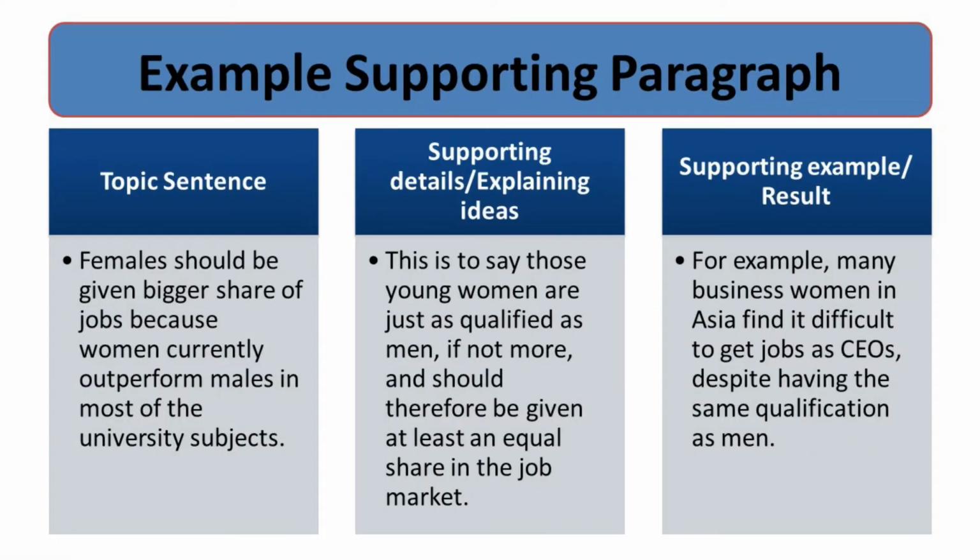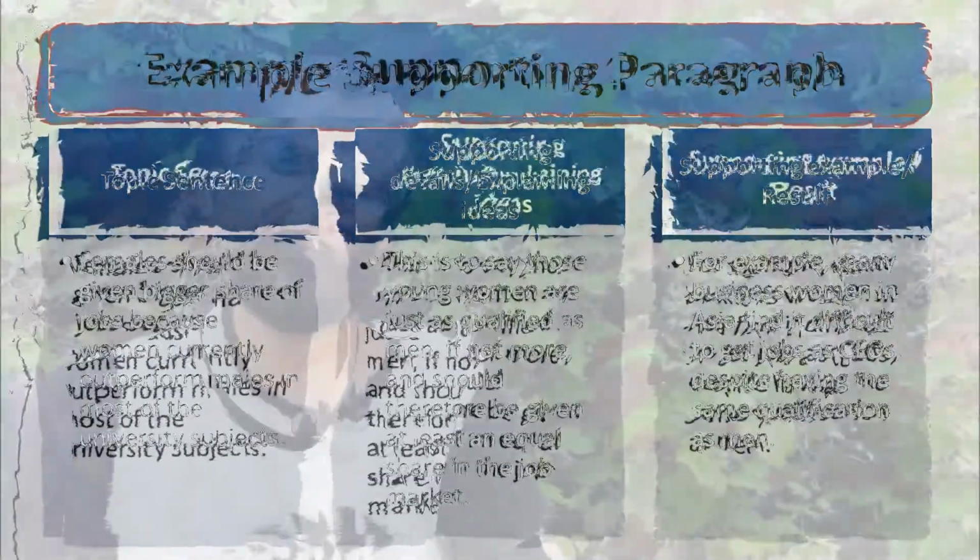In this picture, you can see three different boxes. The first box is about the main point. The second one is explaining the main point, and the third one is giving you an example. So this is when you gather all these points or all these parts, then you will have your main paragraph.